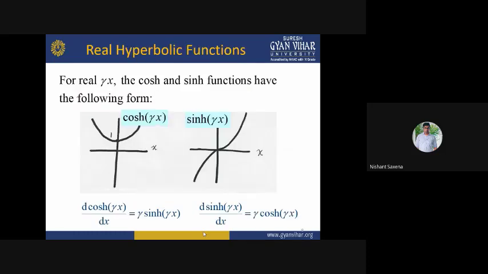Now, what are these? The real part of the gamma x, the cos hyperbolic gamma x and sine hyperbolic gamma x are the representation of these two functions. If I do the differentiation of this hyperbolic cosine formula, I will get gamma times sine hyperbolic gamma x. And similarly, if I differentiate this sine hyperbolic gamma x with respect to x, I will get gamma into cos hyperbolic gamma x.